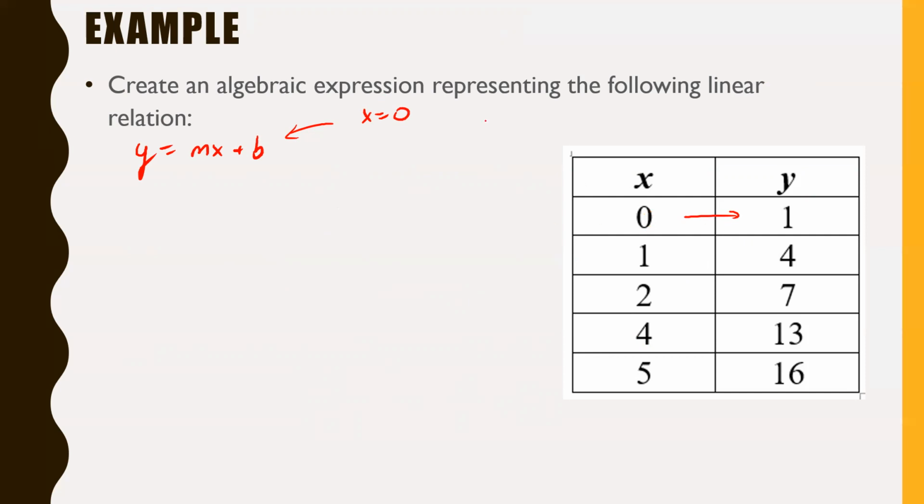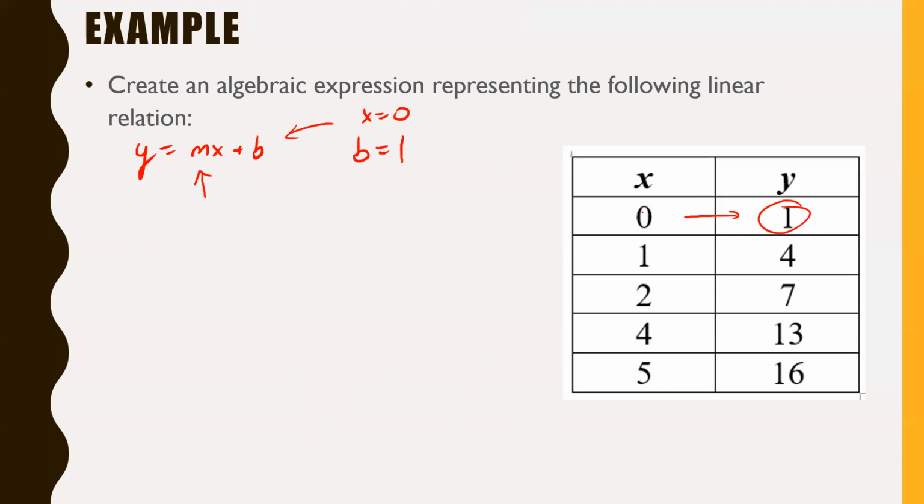Wow, so that actually makes it nice. When x is 0, y is 1. That means that's our y-intercept. So in other words, b equals 1. There we go. We're halfway there. We already got our b value. Now, m is our slope. That just means how much we go up by each time.